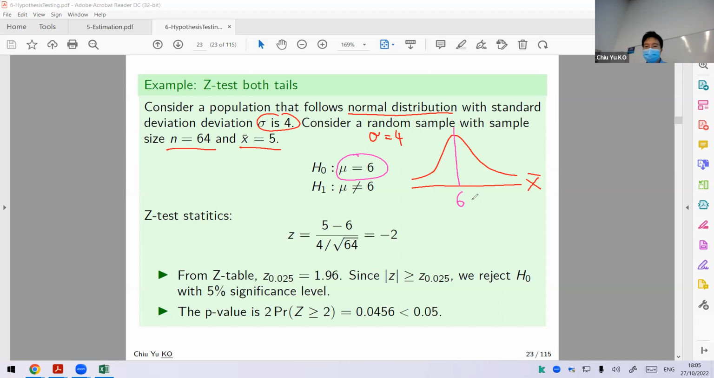And what do we find from our data? Our data is 5. It's somewhere here. The question is, of course, 5 is different from 6, so we have to decide whether 5 is different enough from 6. Of course, if your x bar is 6, then you can go home. Now the problem is it's less than 6. If x bar were negative 100, then probably you would just say you're done, because it's so far away. But now it's not so far away, and you're not clear what's going on.